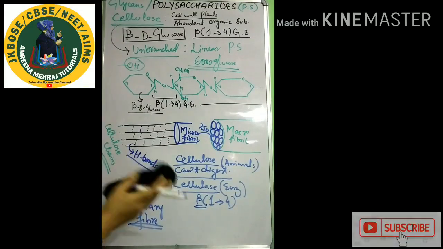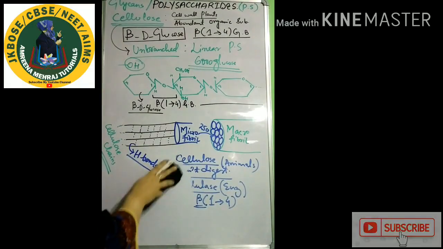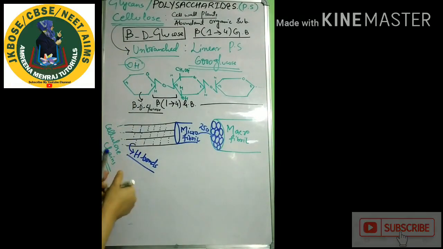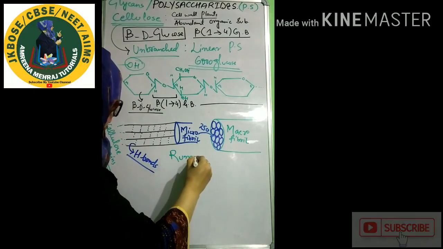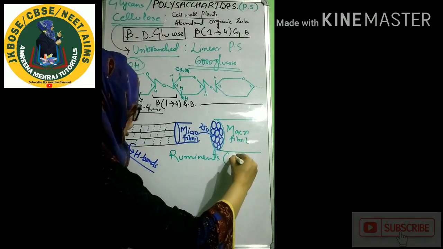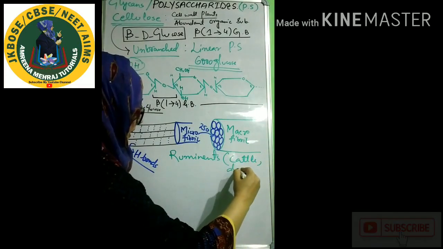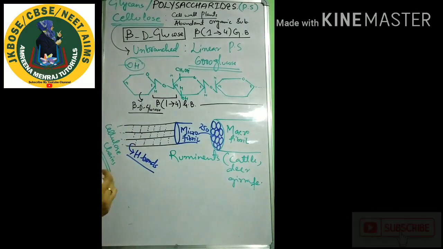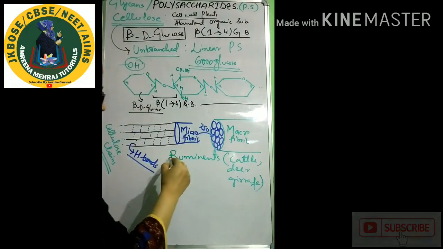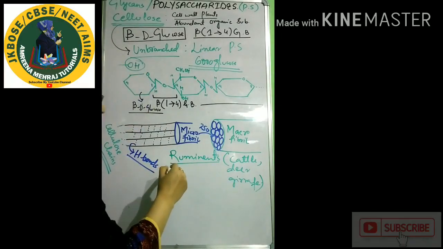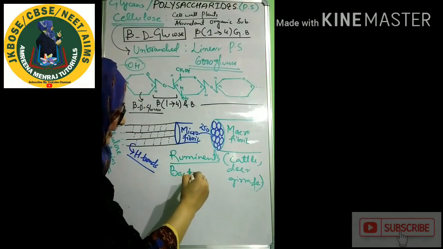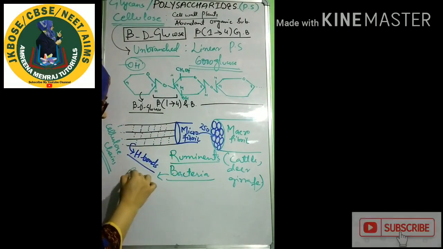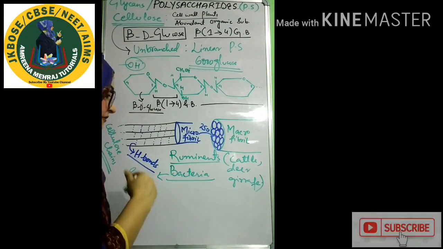But if you look at certain animals, like ruminants, if we talk about cow and sheep, so let me talk about ruminants here. I'm talking about your cattle, deer, giraffe maybe. So what do they have, my dear students? These ruminants have special bacteria in their gut. They are not harmful bacteria, they are actually symbiotic bacteria which live in their gut.